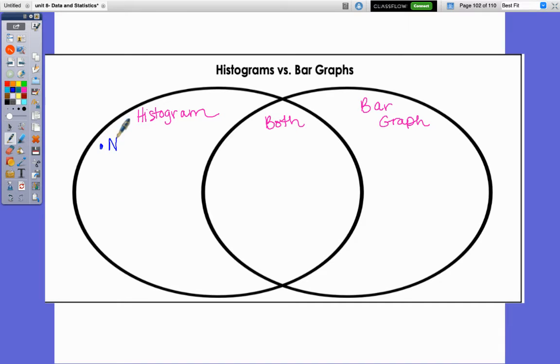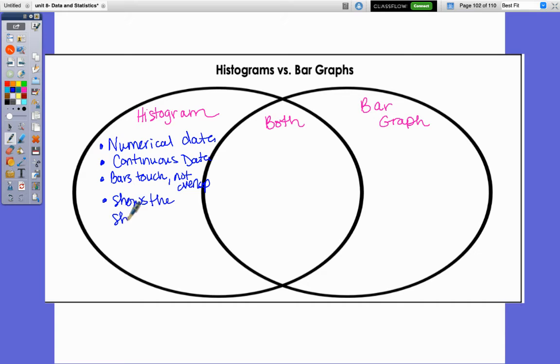So histograms can be used for numerical data, continuous data, bars touch but do not overlap, and shows the shape of the data. The shape of the data is always really useful when you want to look for mode, because mode's the one you see the most, so it's the tallest data.